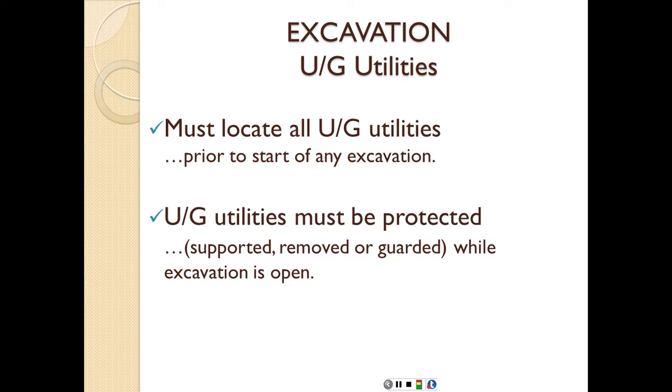In case of underground utilities, you must locate all underground utilities. You might find them through existing maps, old maps of that site, or you call the utility company if they have any knowledge about the routes of these different cables, pipes, etc. So prior to any excavation, you have to locate the underground utilities. And the underground utilities must be protected, either supported, removed, or guarded while the excavation is open, if they are still active, so that they would not interfere with the excavation operations.